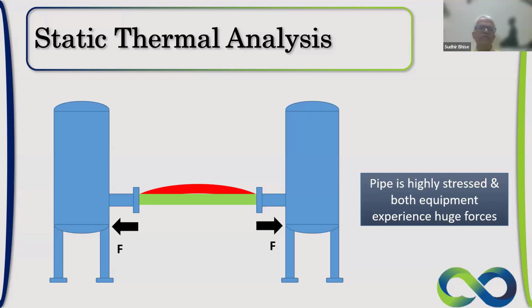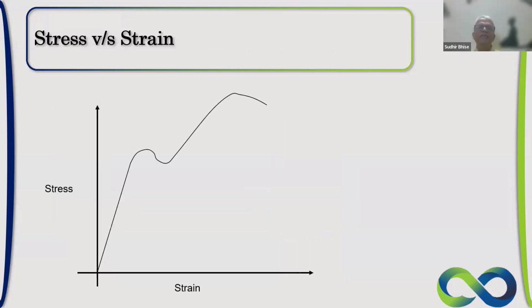And in most of the cases, the temperatures are going to be ruling the requirement of the analysis. So let us see, pipe is highly stressed, and at both the ends of the equipment, we are going to experience very heavy forces. Now let us try to find out what is the amount of that force that is likely to be generated. So for that, we will just brush up our knowledge of stress versus strain.